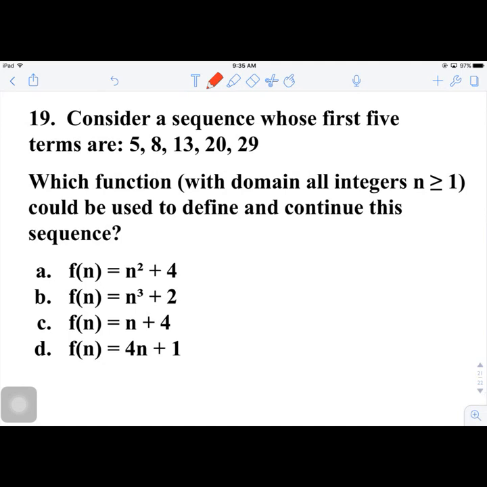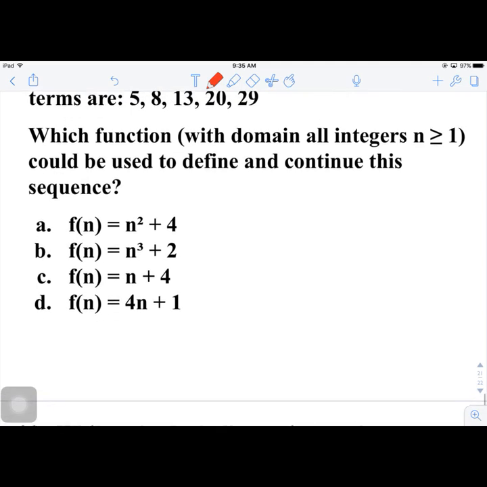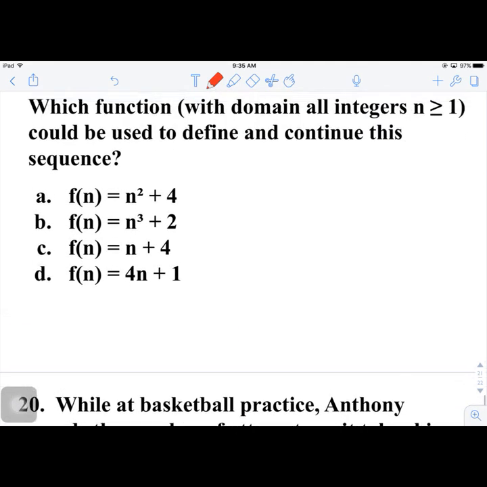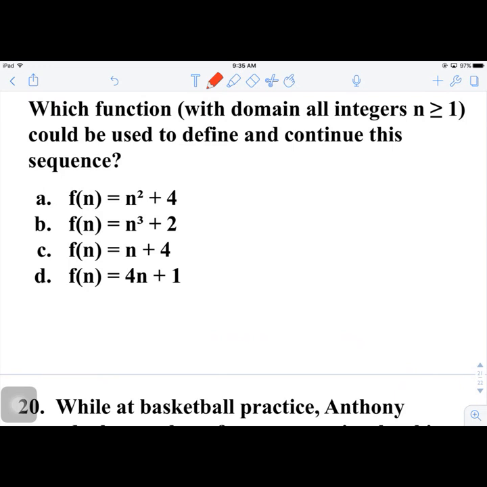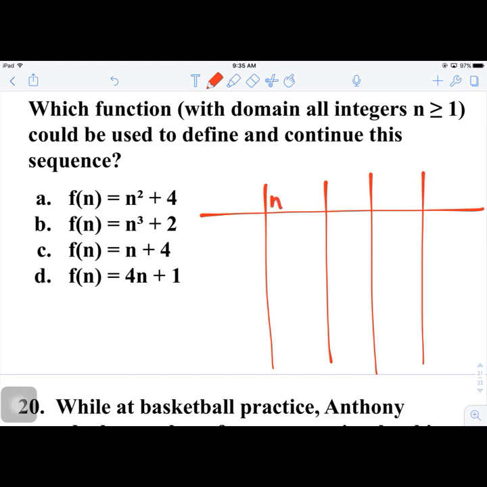Number 19, consider a sequence whose first 5 terms are 5, 8, 13, 20, and 29. Which function could be used to define and continue this sequence? So this is pretty much like number 17 that we did earlier. We're going to set up the 4 functions. So we need to list them here again. And that will be n squared plus 4, n cubed plus 2, n plus 4, and 4n plus 1.